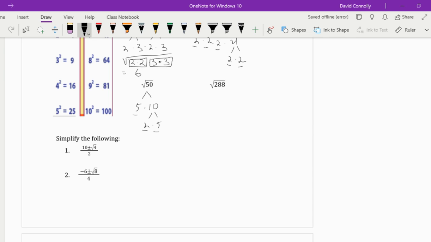So I'm going to rewrite this. Square root of 2 times 5 times 5. And I see I have a pair of 5s that I'm going to be able to pull out. That goes on the outside. And then what's left is a 2. And that is your final answer.